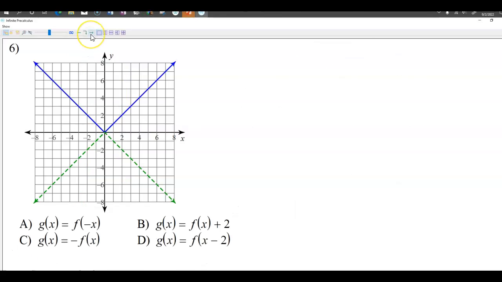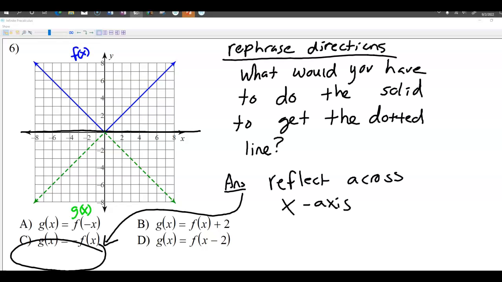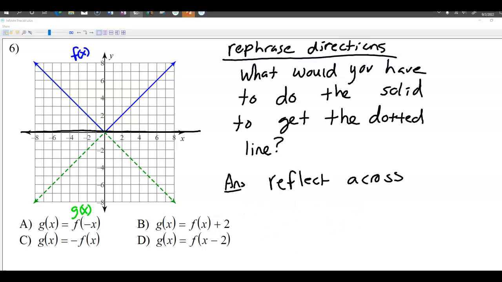One more sample problem, then I'll let you practice. I'm going to bring back those instructions and modify them a little bit. So what do you think? What would I have to do to the blue line to get the green line? Would I be reflecting it across the x-axis or y-axis? X-axis, the same answer. I still had to flip it upside down, right? So where should the negative be? On the outside. So what's my answer? C. It's C again.